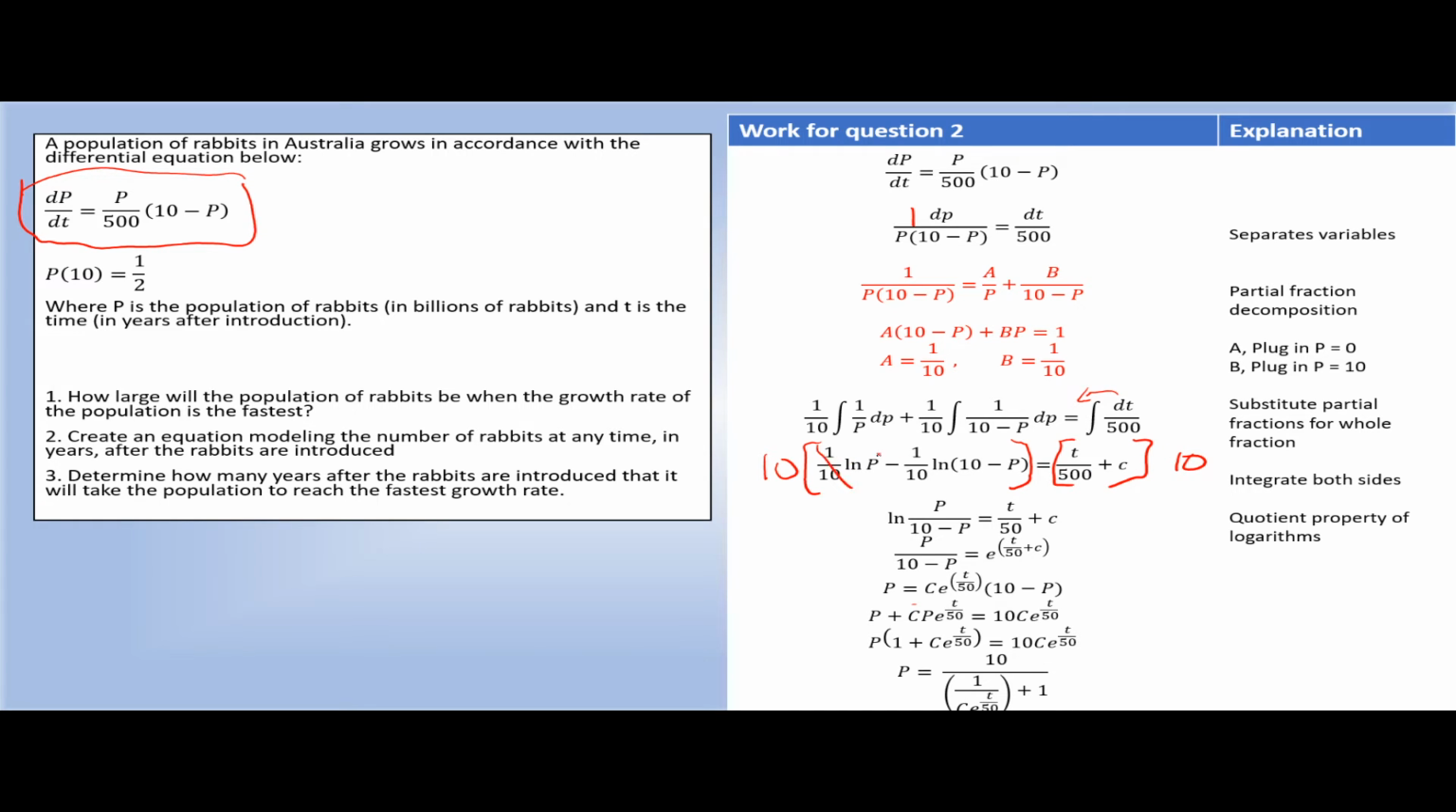So what that does is gets rid of the 1/10, gets rid of 10 from the bottom of this one, and because 10 times c is still c, this one stays c. But I also used some properties of logarithms to combine what was left here. So I'd be left with ln p minus ln 10 minus p. If I'm subtracting logarithms of the same base, then I can combine those into one logarithm by dividing. So this is the quotient property of logarithms.